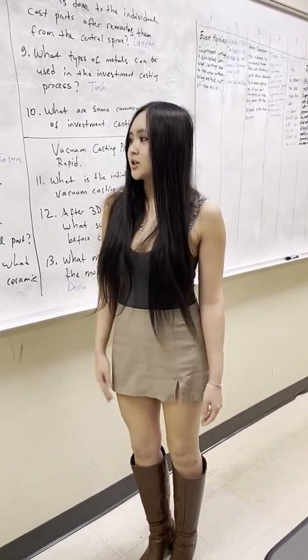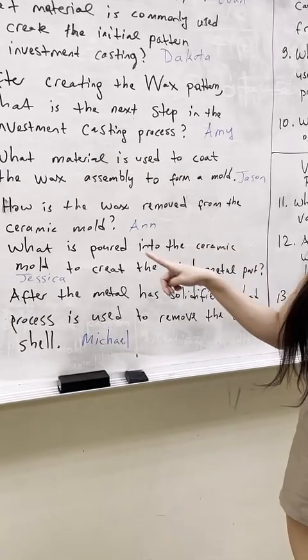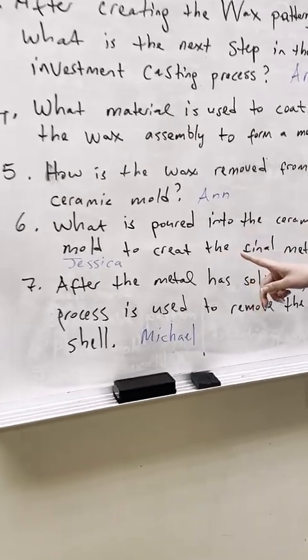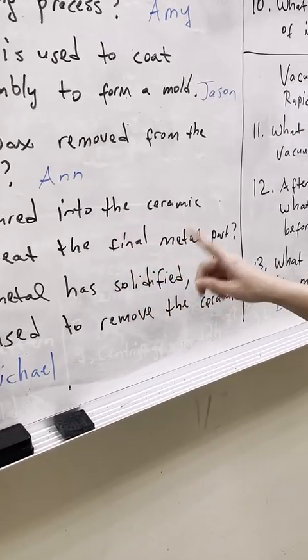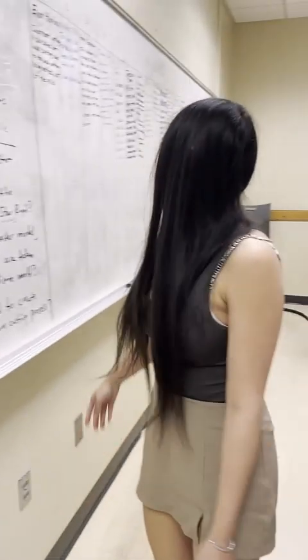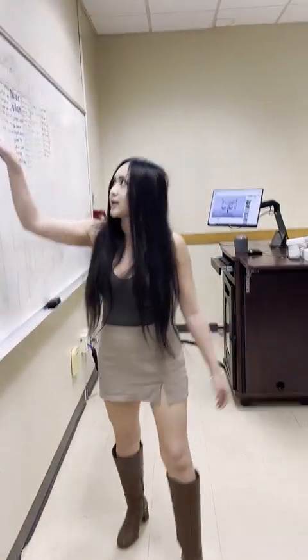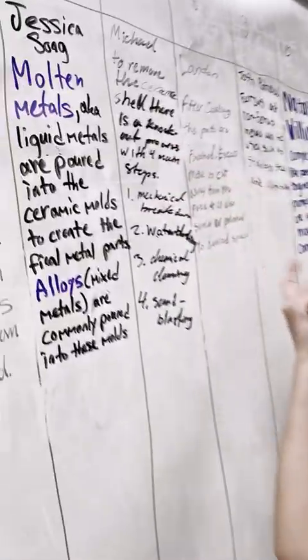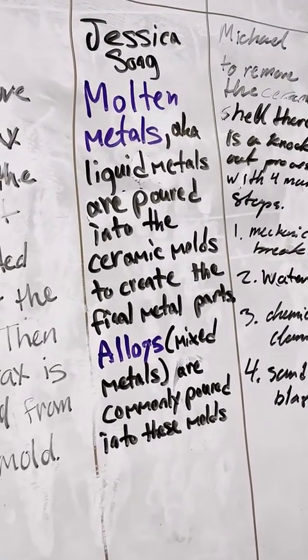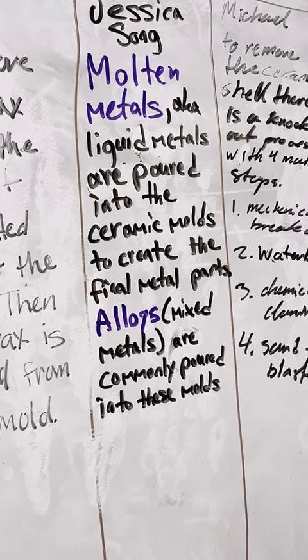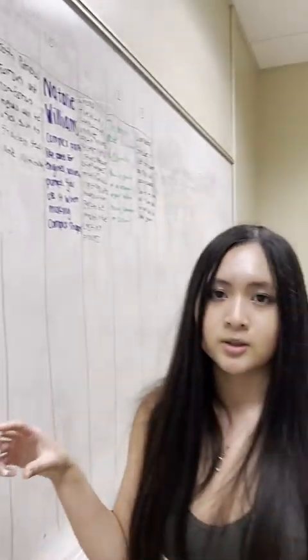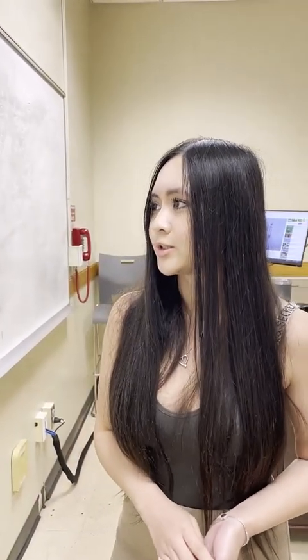Okay. Hi, my name is Jessica Song, and I got question 6. What is poured into the ceramic mold to create the final metal part? Over here, you can see my answer. Molten metals, aka liquid metals, are poured into these ceramic molds to create the final metal parts. And these metals are typically alloys, which are mixed metals, and things like stainless steel are poured into these molds.